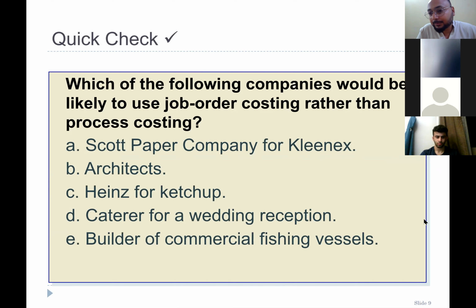Architects. Every architecture is unique, right? Every house is unique. Every commercial architecture is unique. So B would be job order costing.